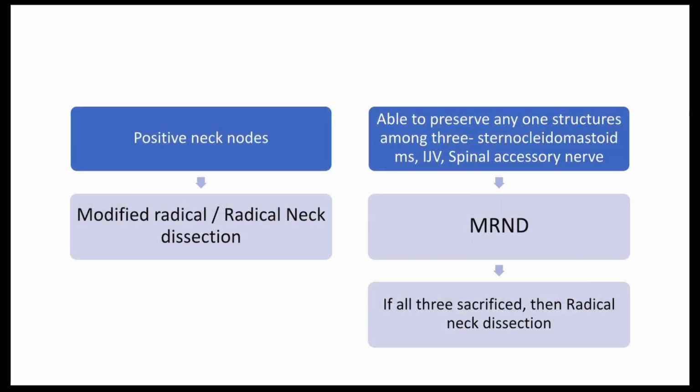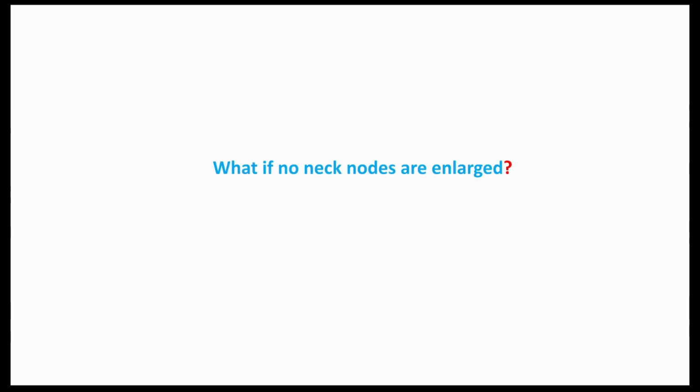In case of positive nodes in the neck, modified radical neck dissection is done, which involves removal of levels 1 to 5 and sparing of 1, 2 or all 3 structures, namely sternocleidomastoid muscle, spinal accessory nerve and internal jugular vein. In cases of extensive neck disease where nodes are adhered to these structures, removal of all 3 with levels 1 to 5 is called radical neck dissection.